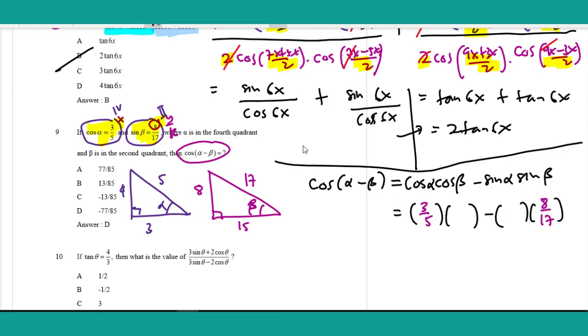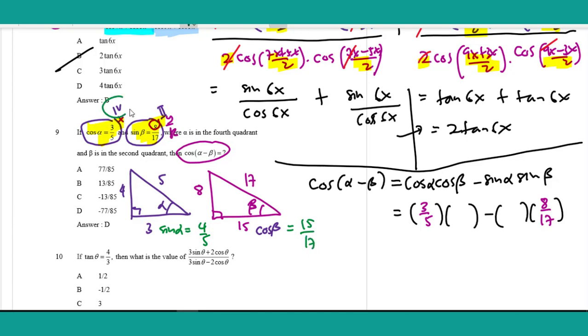Okay, now you need to find cos beta and sin alpha. Here sin alpha is equal to 4 over 5. Cos beta is equal to 15 over 17.